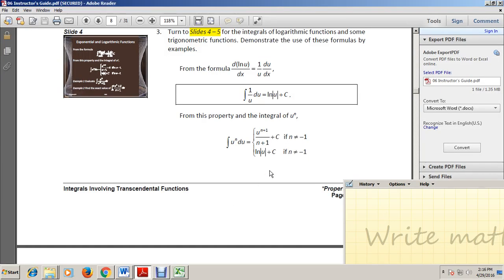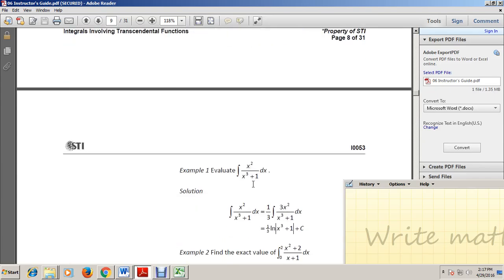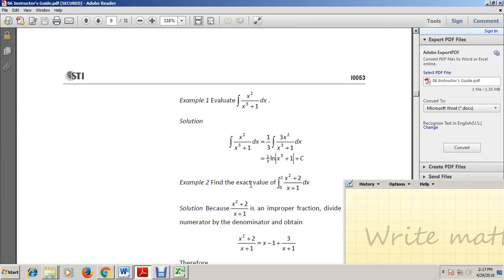Okay, so let's have a few examples. So we have the integral of 1 over u du, which is ln of u plus c. So let's have an example for this one. Evaluate the integral of x squared over x cubed plus 1.